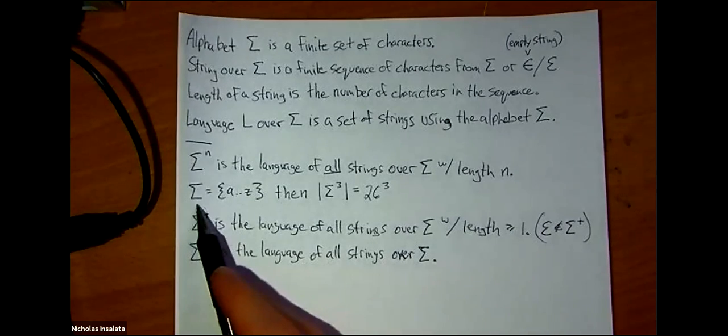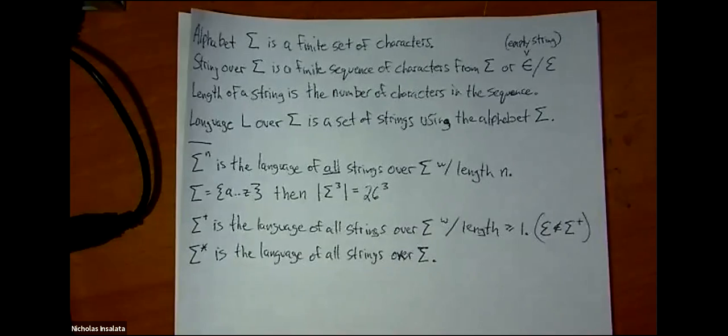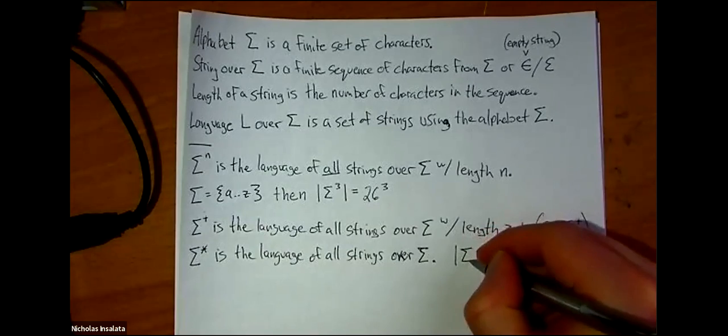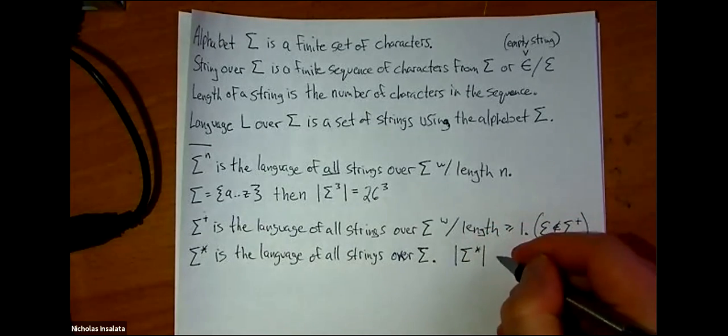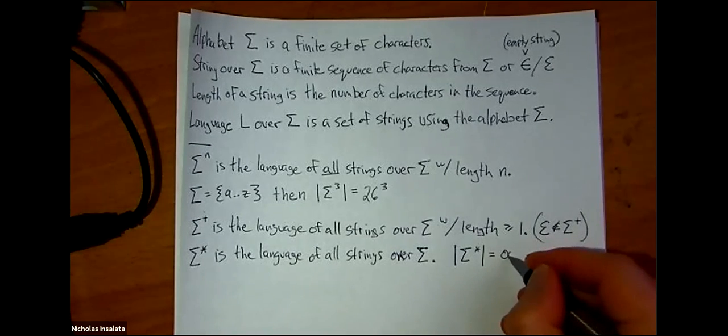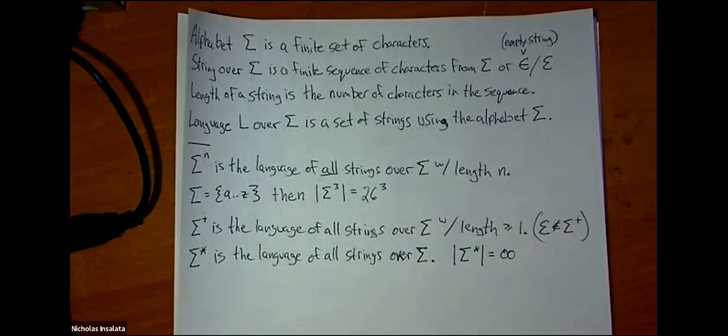So let me ask you this. With our previous alphabet, sigma equals A through Z, what is the size of sigma star for the English alphabet A through Z? Yeah, infinite. Which infinity is it going to be? Is it the natural numbers infinity? Is it like the 2 to the infinity kind, the bigger one? Any thoughts there?